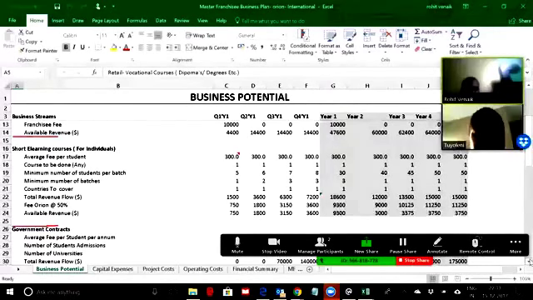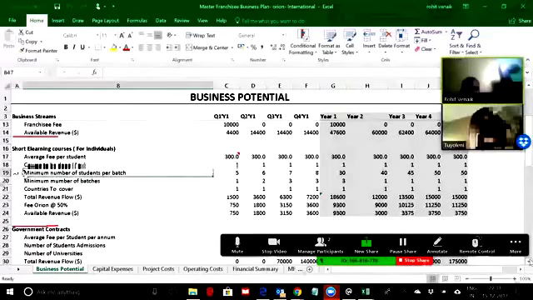Then we have the corporate training contracts, in which any company that is inclined towards training the people or training the employees can enter into a contract with us. We can train those employees.